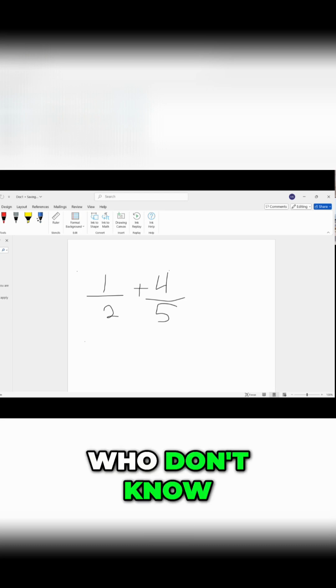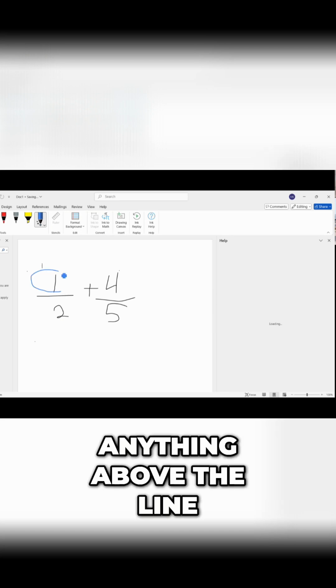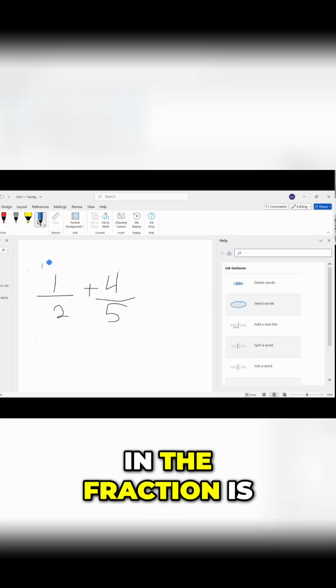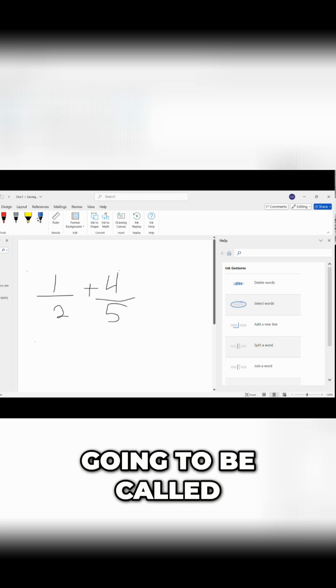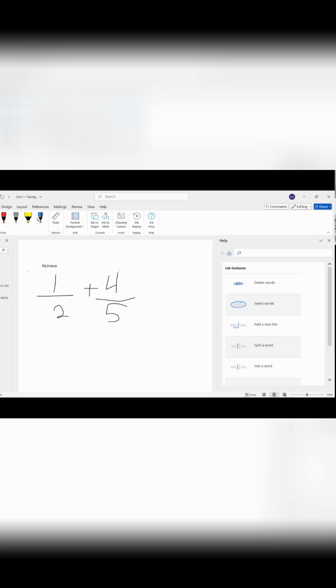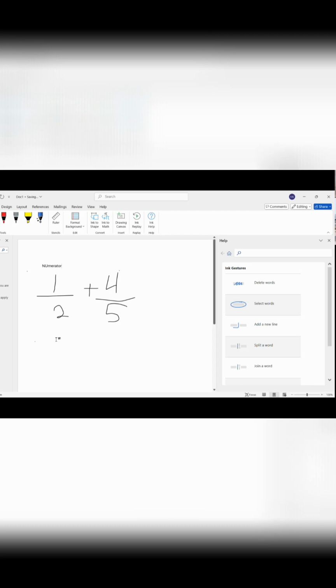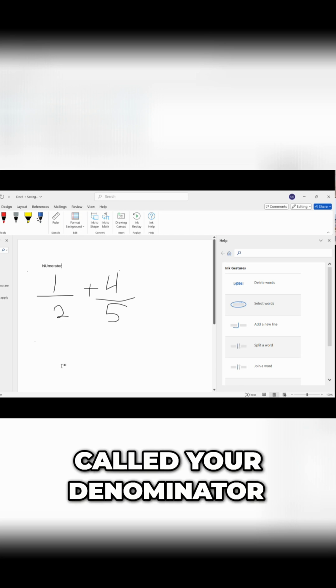For those of you who don't know, anything above the line in the fraction is going to be called your numerator. Anything below the line is going to be called your denominator.